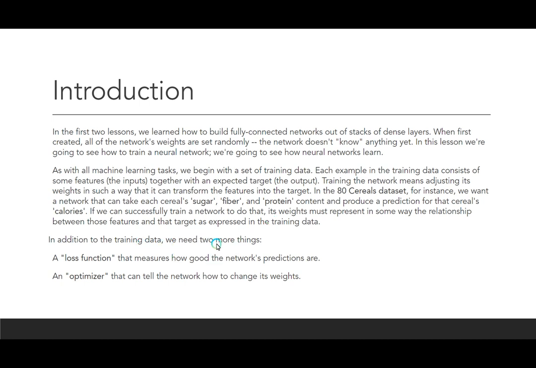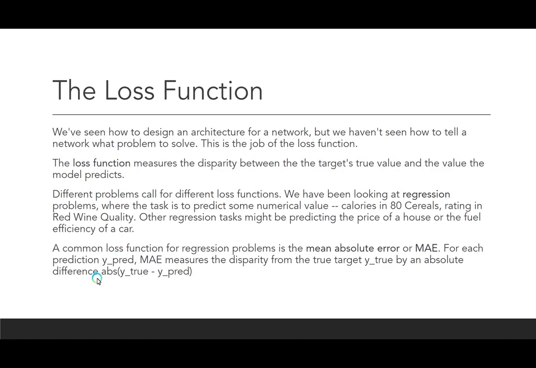So in addition to the training data, we need two more things. So for us to ensure that we get correct results, we need to add two more things. And that's a loss function. And a loss function is something like an accuracy check. So we check how accurate our model is, and an optimizer. So an optimizer is used to adjust those weights based on the accuracy you get. And we'll get to see how we add those to our model. So we have the loss function.